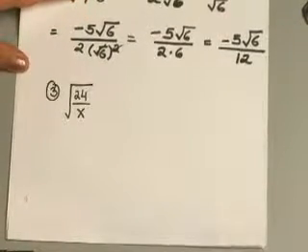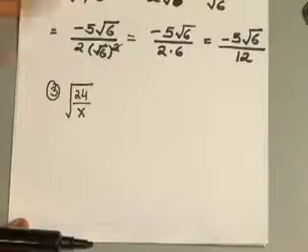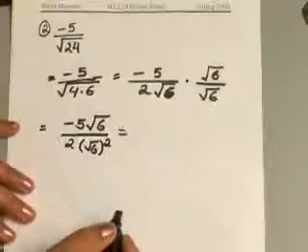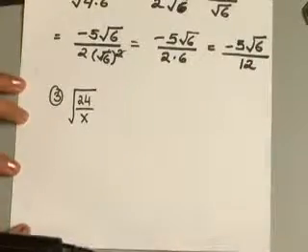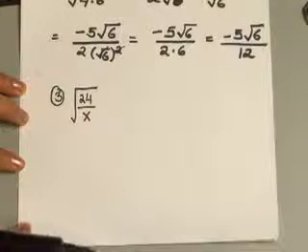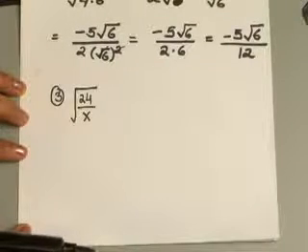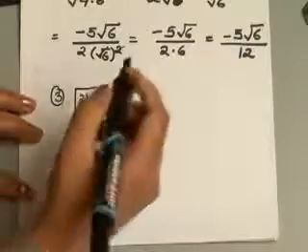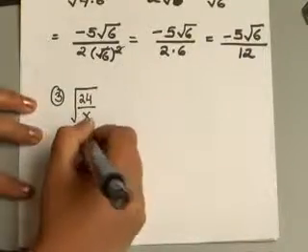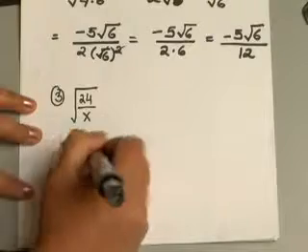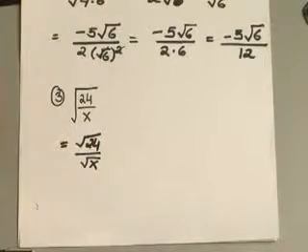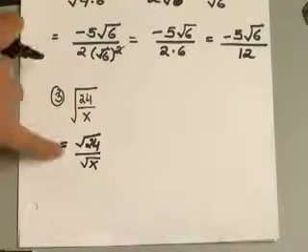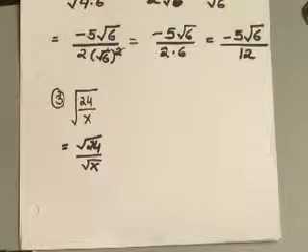Okay, we'll go ahead and take a look at this example here, times square root of 6. Now this one has a variable in it. So let's go ahead and see how you work with variables. So you have square root of 24 over square root of x. We'll first go ahead and apply the quotient rule and break these down into 2 separate radicals. So instead of leaving it as 1, we'll break it down into 2.